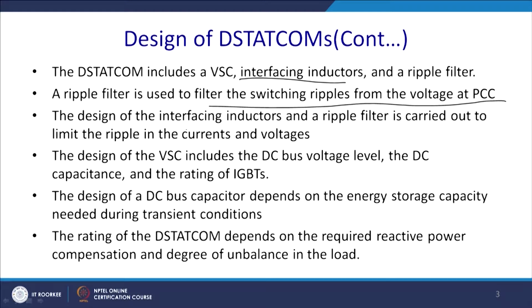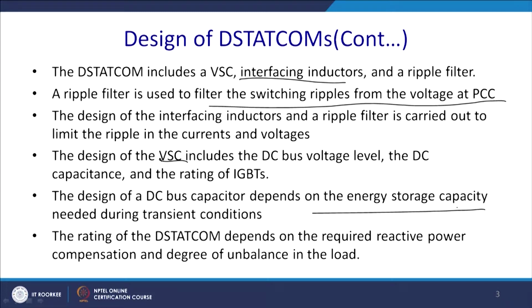The design of the interfacing inductor and the ripple filter is carried out to limit the ripple in the current and the voltages. The design of the voltage source converter includes the DC bus voltage level, at which voltage you will operate, the DC bus capacitance and the rating of the switches. If it is IGBT, then it is IGBT. The design of the DC bus capacitor depends on the energy storing capability needed during the transient condition.